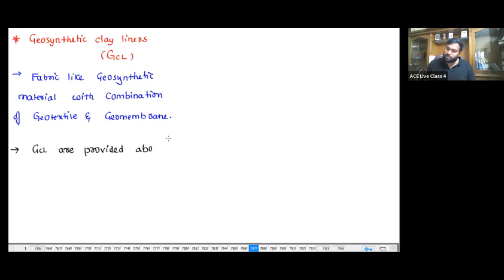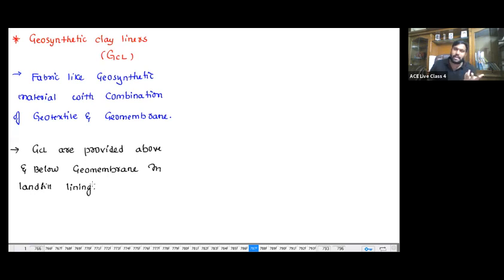Generally these GCLs are provided above and below the geomembrane in landfill lining. Don't think that the geomembrane alone itself will prevent the contamination of the liquid. On top of the geomembrane, we are going to provide GCL also, nothing but geosynthetic clay liners.